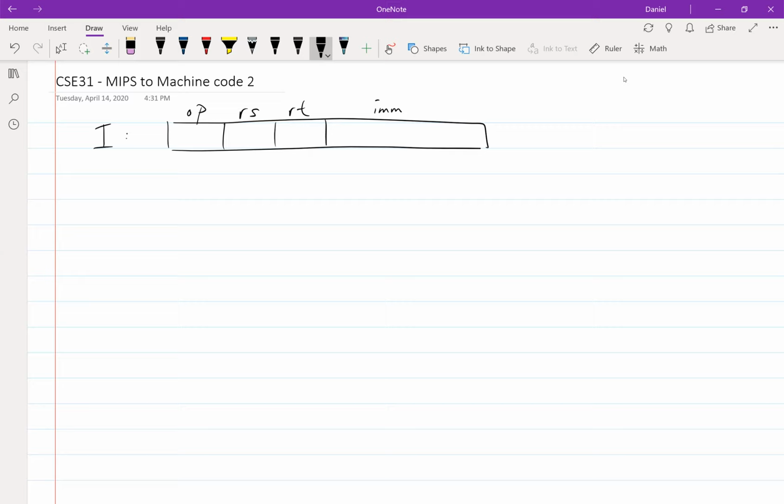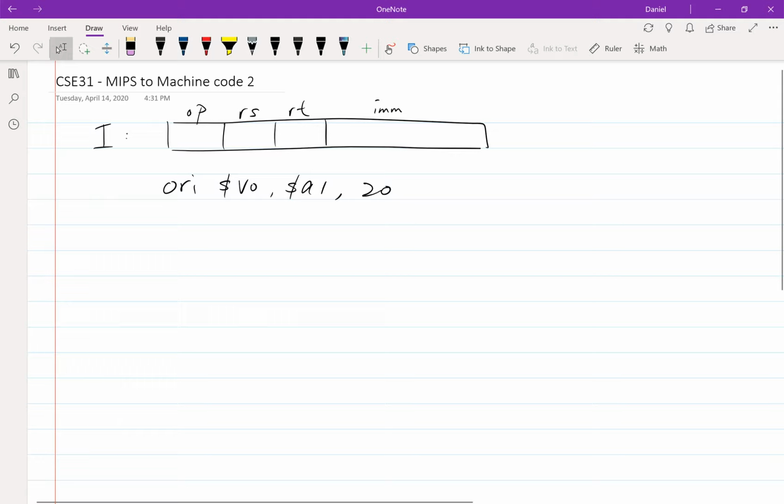So let's use one example. Let's use ORI, V0, A1, and let's use 20. So this is the instruction. So what's next? Again, go to the MIPS sheets.